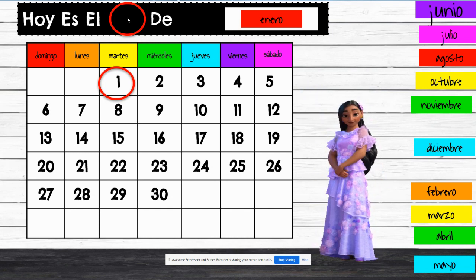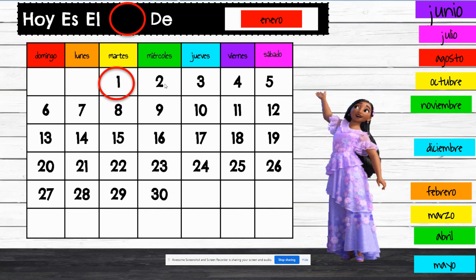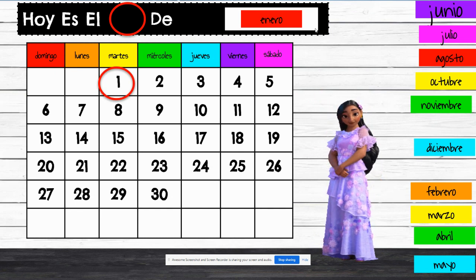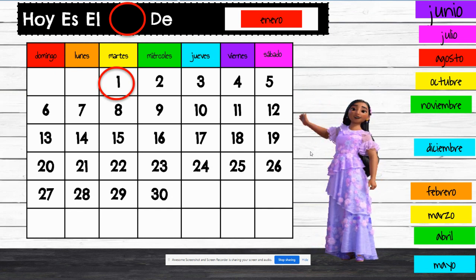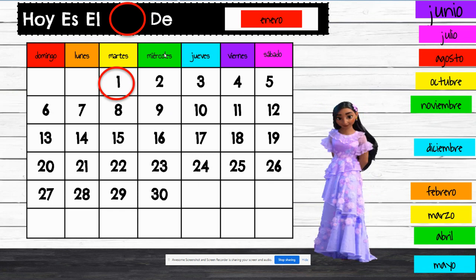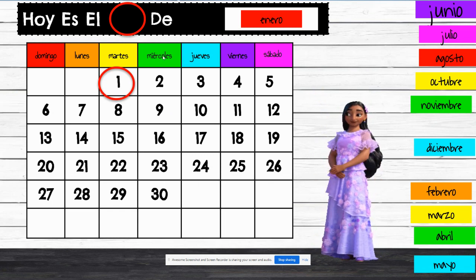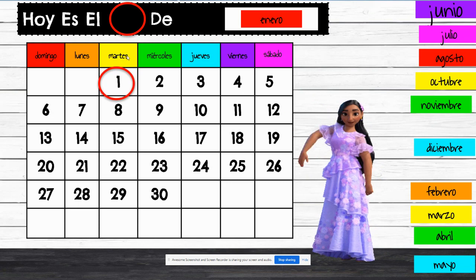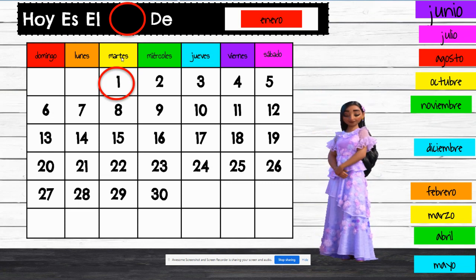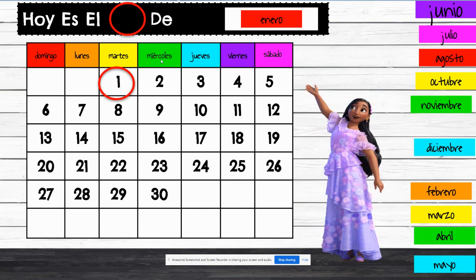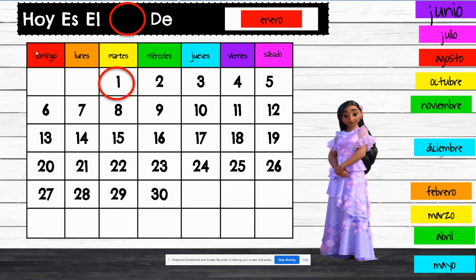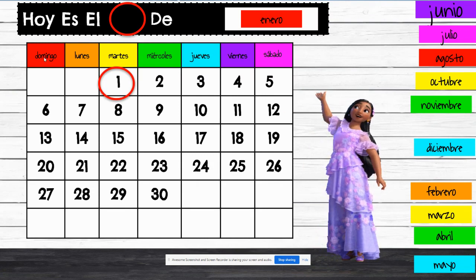So today, if we were to start with, let's say the 1st or 2nd of January, you would say, hoy es, maybe let's say, dos de enero. Es miércoles. Miércoles is Wednesday. Or es martes. Martes is Tuesday. The days of the week are labeled up here as well. So you have domingo for Sunday.